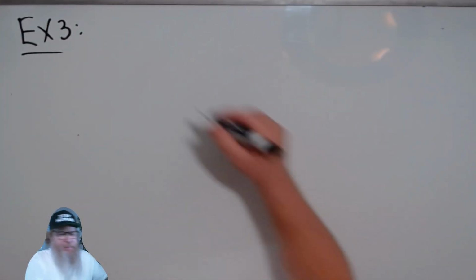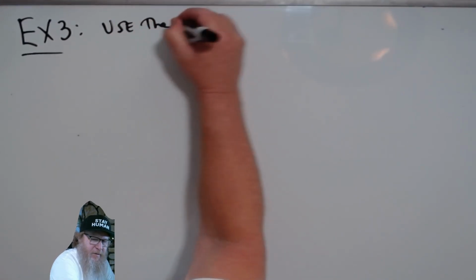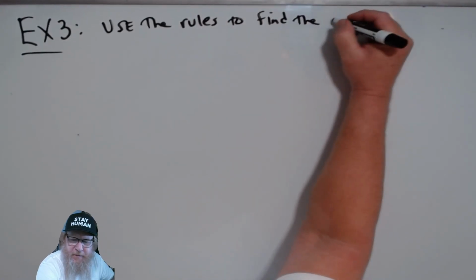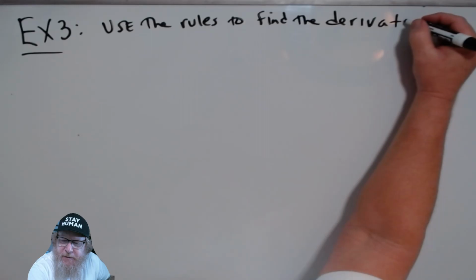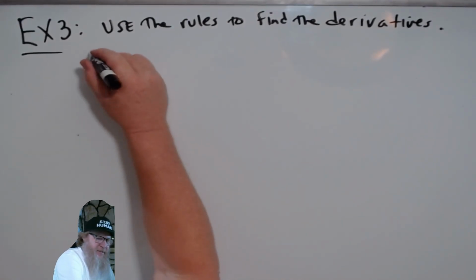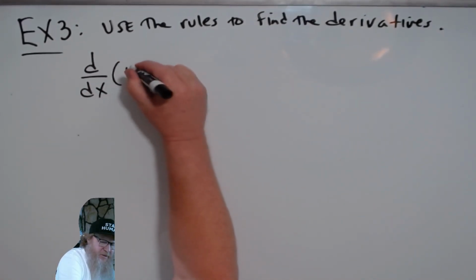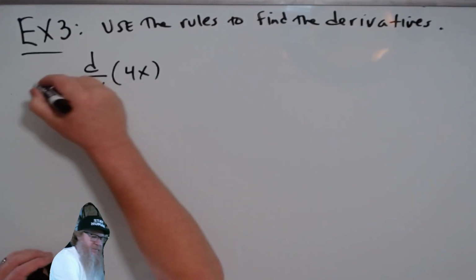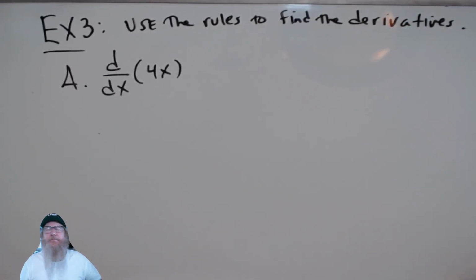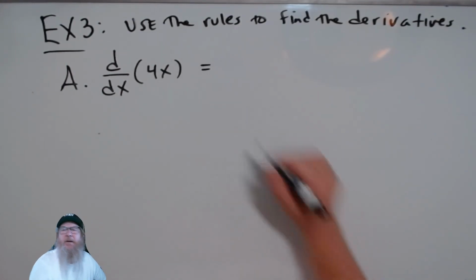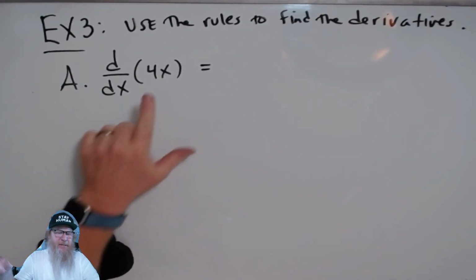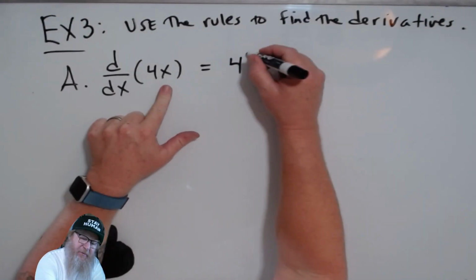So use the rules to find the following derivatives. You'll notice that this is a very efficient use of space. So there's A. The derivative of 4x, without doing any work, it's a constant times x, so it's just going to be 4.